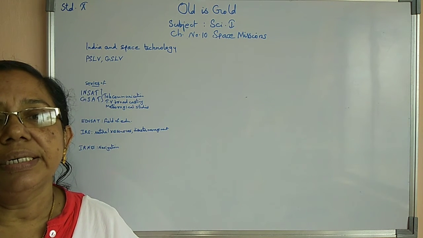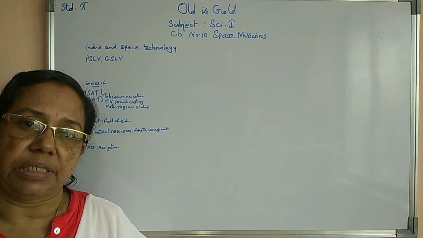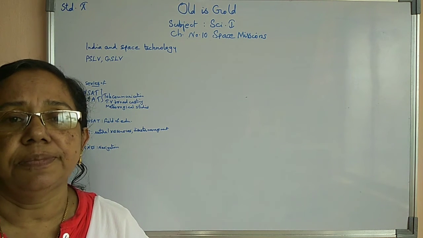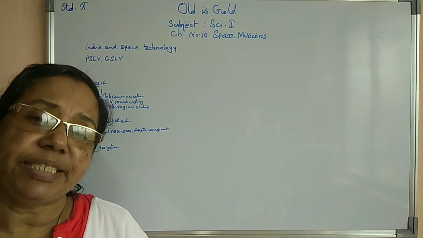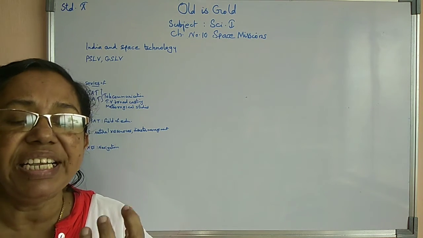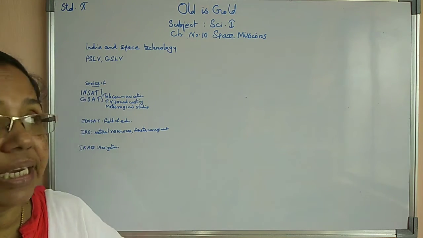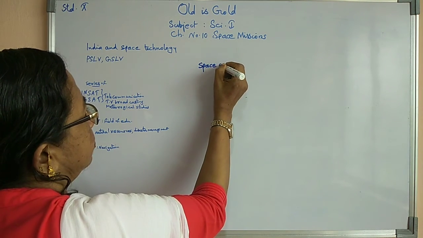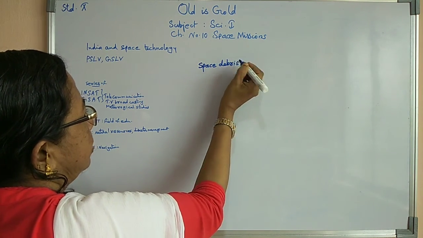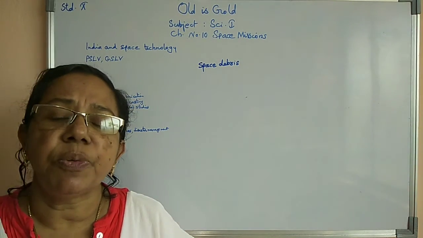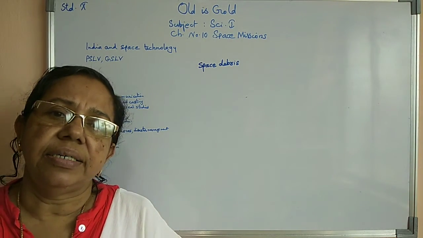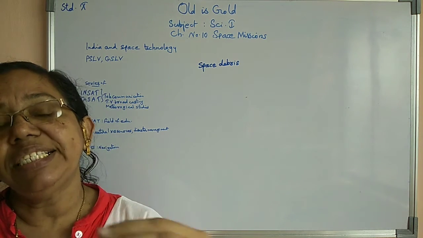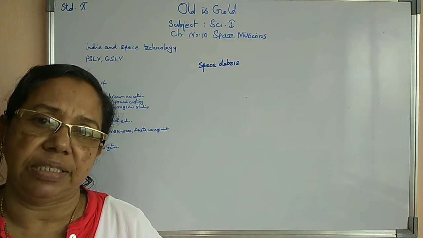Now we will study space debris. Debris means what? Debris means waste products, waste materials. Here we are studying about space debris, the waste products which are there in the space. Now, how are waste products forming in the space?